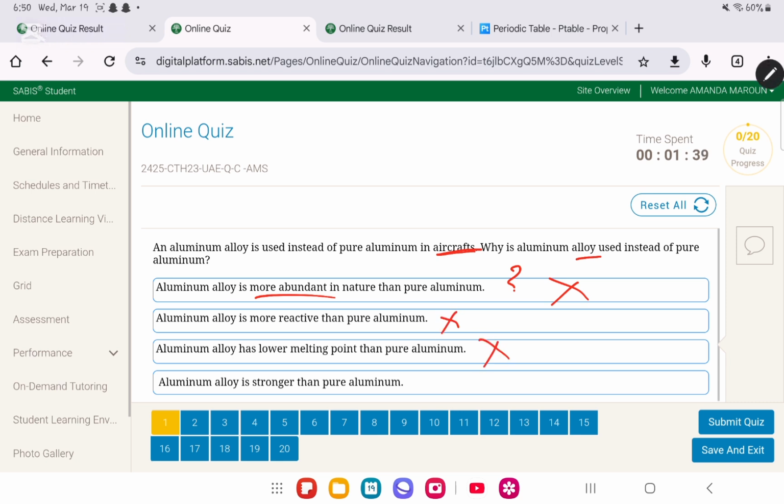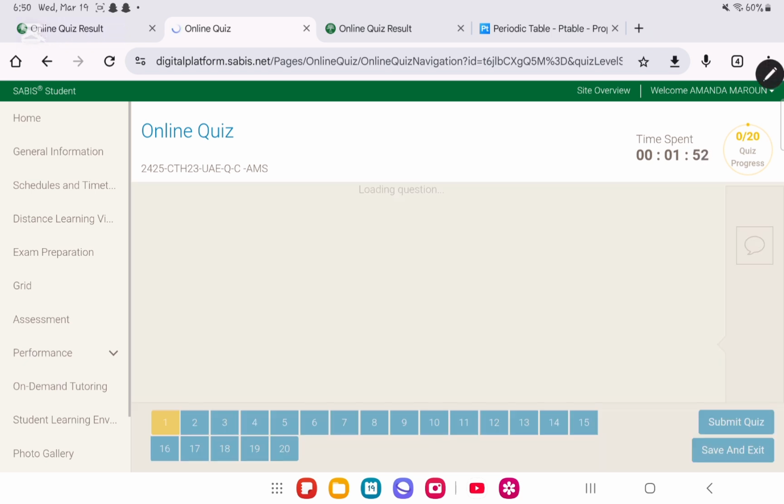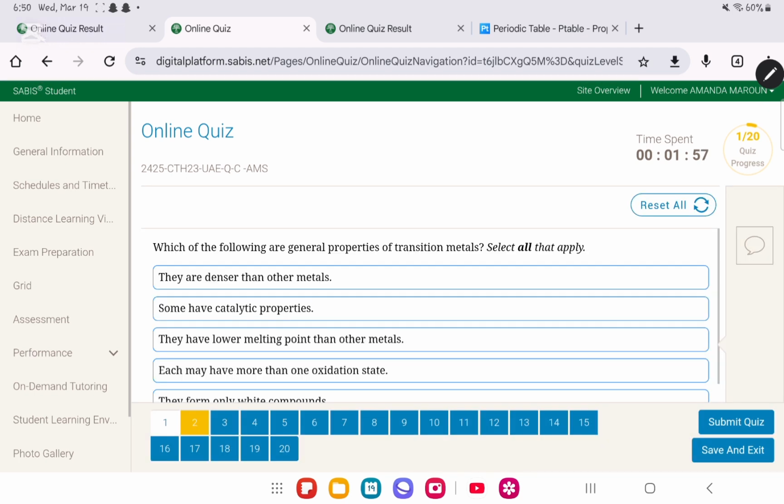If it has a lower melting point than pure aluminium, then what's its use? It's gonna melt directly without using it. Finally, aluminium alloy is stronger than pure aluminium. For sure, this is a good benefit, a good use. Okay, so we move on to question number 2.